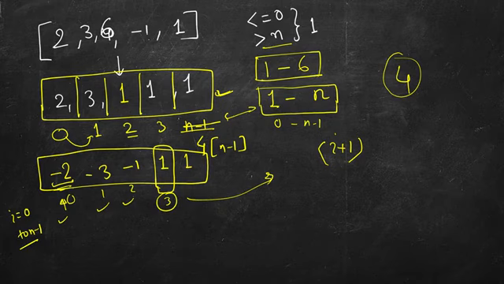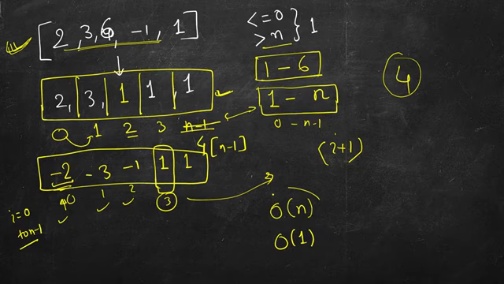So now it will take O of n time. Also, we are not using any extra space. We are modifying the input that was given to us. So space is also O of 1. So both conditions are satisfied. So let's write the code for this.